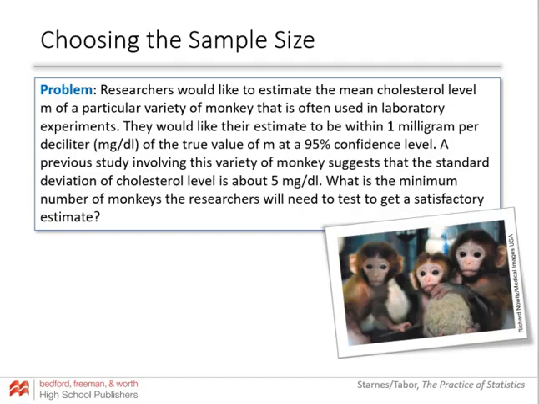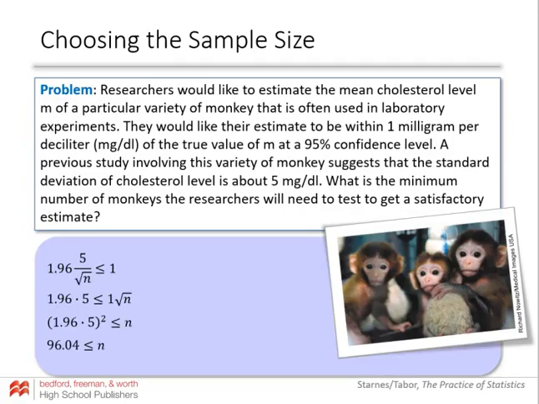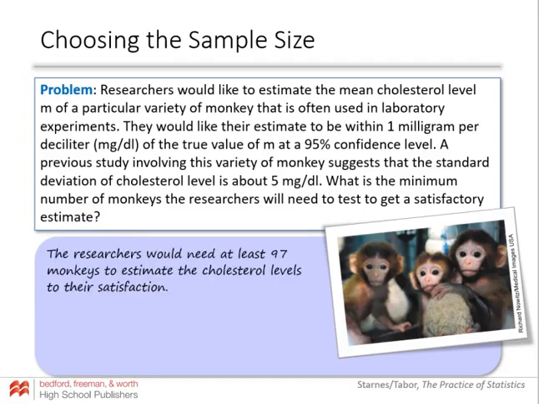Here we have an example. They want within 1 milligram this estimate of cholesterol in monkeys. 1.96 is the Z critical value that comes from a 95% confidence interval. It's from your calculator. 5 is the estimate for standard deviation, and 1 is our margin of error. We solve this for N and get 96.04, which means that our sample size needs to be about 97 monkeys.